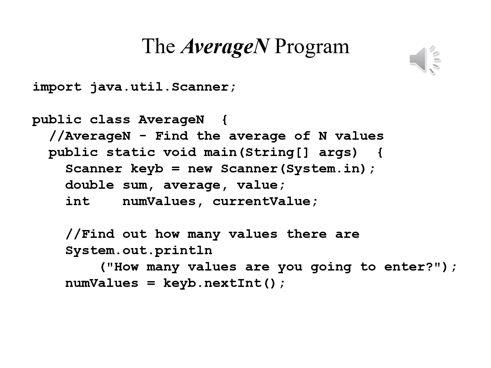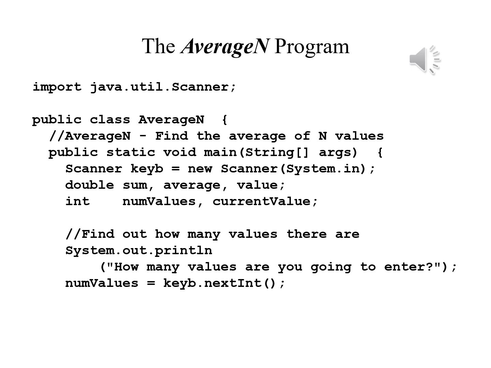Scanner keyboard equals new Scanner System.in. Double sum, average, value. These all need to be double precision floating point, and then int numValues, currentValue. These are going to be integer.